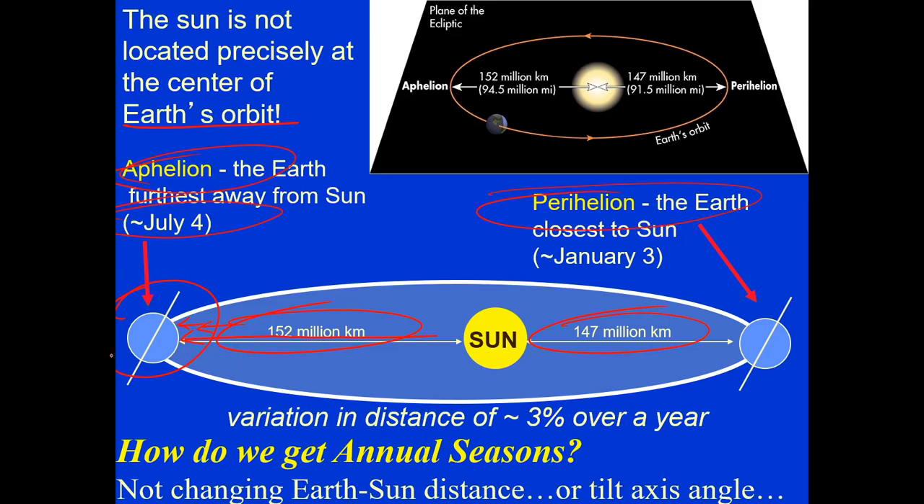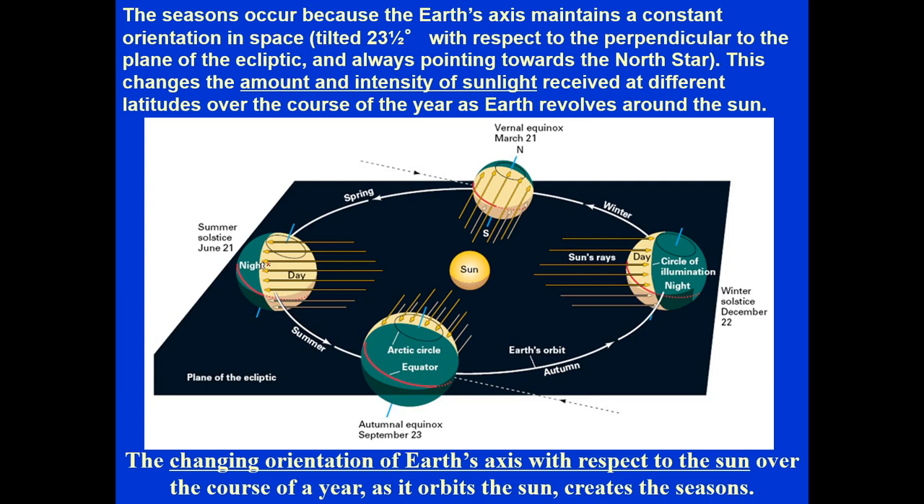When we're tilted away from the sun, like the southern hemisphere versus the northern hemisphere, we're going to get less direct rays. The rays are going to be spread out over a longer surface area, and we're going to get lower temperatures. So the seasons occur because Earth's axis maintains a constant orientation in space. It's always tilted 23.5 degrees with respect to the perpendicular to the plane of the ecliptic. It's always pointing towards the North Star, Polaris, and this changes the amount and intensity of sunlight we receive at different latitudes over the course of the year as Earth revolves around the sun.